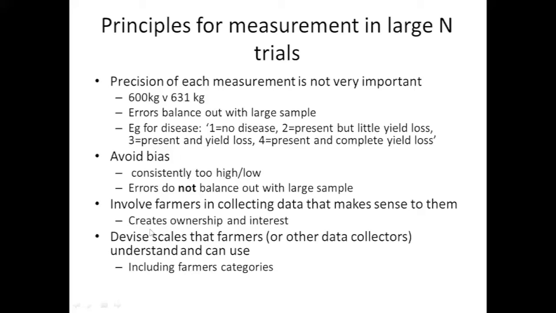Third one: involve farmers in collecting data that makes sense to them. Don't expect farmers to be interested or to do a good job of collecting data that they can't see the use for. If you're going to involve farmers in measurement, then the things they're measuring should be things that they understand and that they're interested in. And the last one here is devise scales that farmers can understand and use, including farmers' categories.